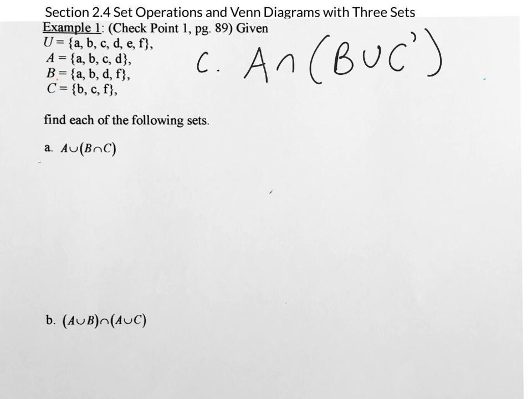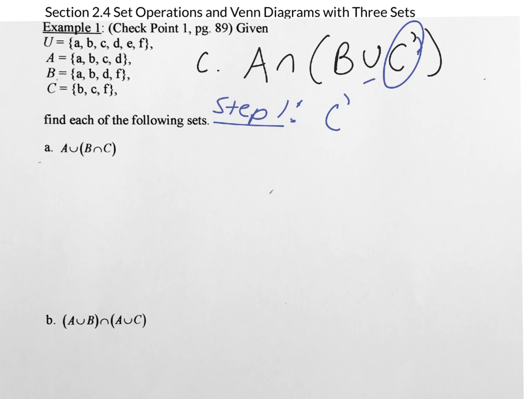So to begin, as usual, if you see parentheses, we always do inside parentheses first. However, we have two set operations inside parentheses here. We have a union and we have the apostrophe, the complement. So which one wins? Well, the complement is higher up the chain than union. It's higher up the hierarchy. So when you have several different operations inside parentheses, you would do the complements first from left to right. So I'm going to do C complement first.